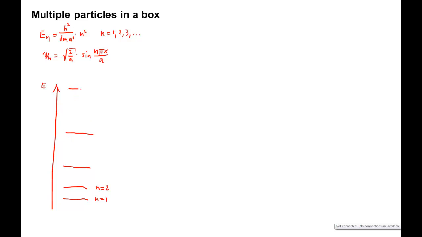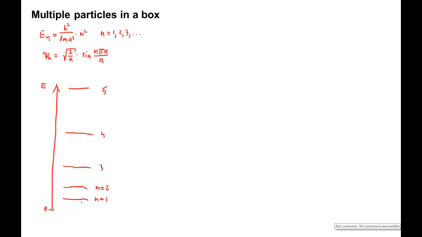The stationary states are described by the wave functions psi n equal to the square root of 2 over a times sine of n pi x over a, where a is the length of the box. Here's the energy level diagram. The lowest level is n equals 1, followed by n equals 2, and so on in ever-increasing spacings. This is all for a single particle in a box, say an electron.